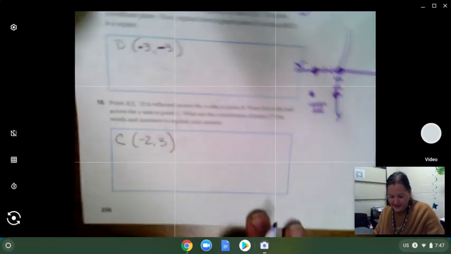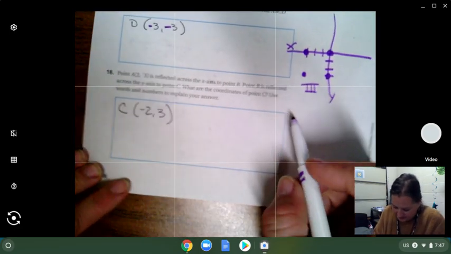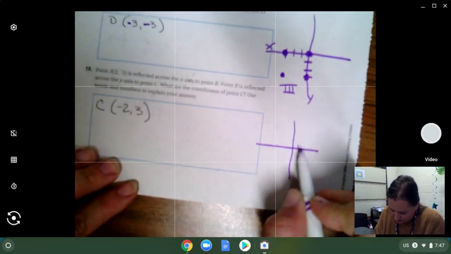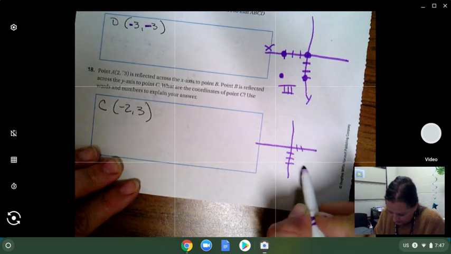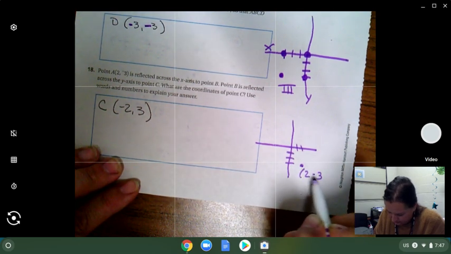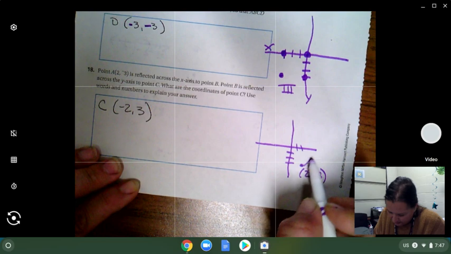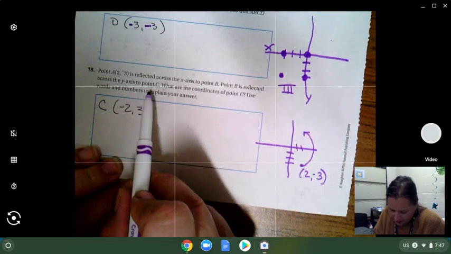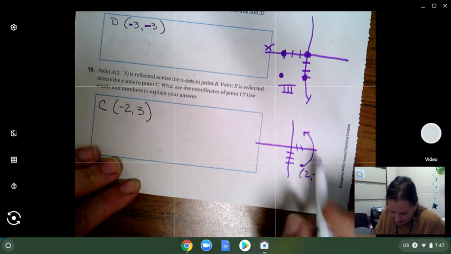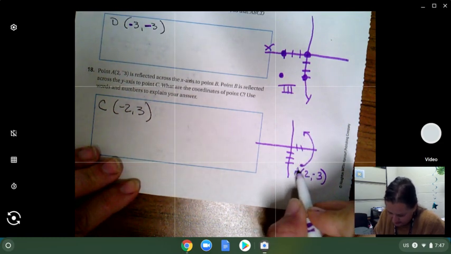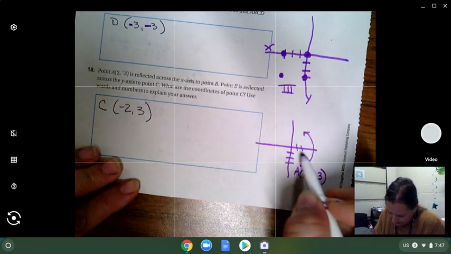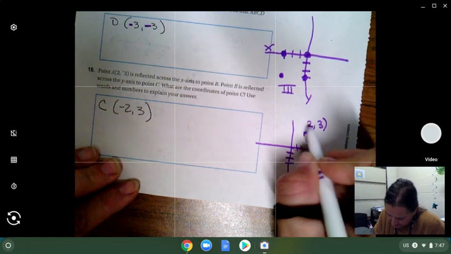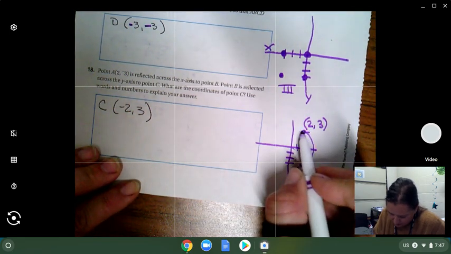All right, and then point A is 2, -3 is reflected across the x-axis to point B. So let's first find it. 1, 2, 1, 2, 3. So we have a 2, -3 point down here. We're reflecting it across the x-axis. So here, this is point A. Point B is up here. So if we went down a -3, this would be at 2, +3, and then that would be our point B.